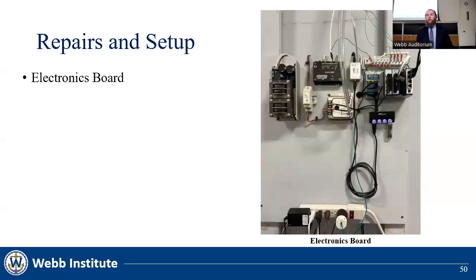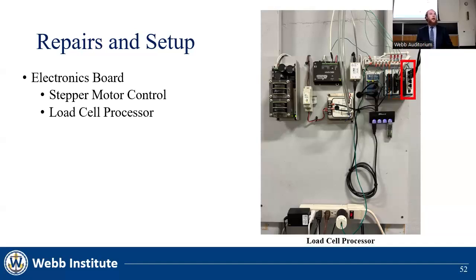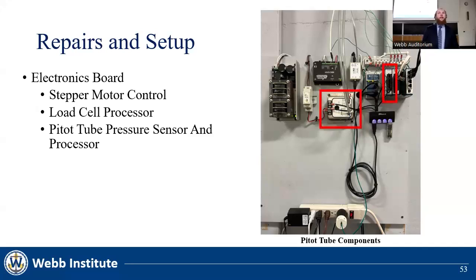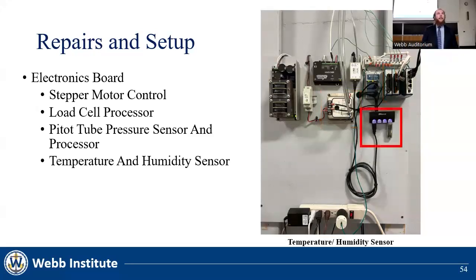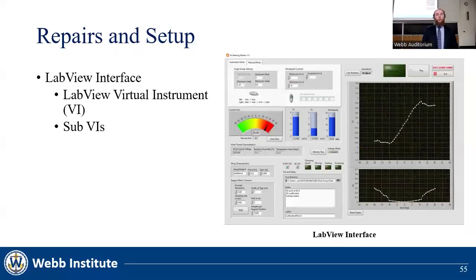All of the wind tunnel instruments are wired to one central electronics board. The wind tunnel is equipped with a module to control the stepper motor, a module to process the load cell signals, a differential pressure sensor and processor for the pitot tube measurements, and a temperature and humidity sensor. The electronics board's processors all feed into a LabVIEW computer interface. A screenshot of this interface during testing can be seen above.